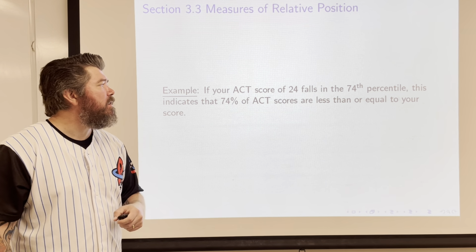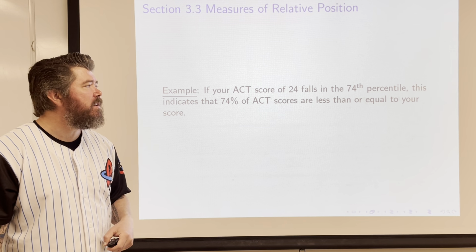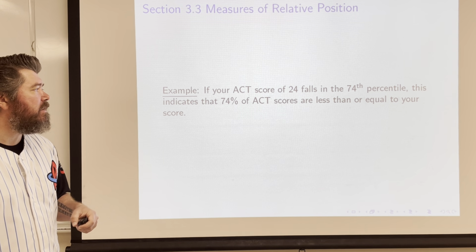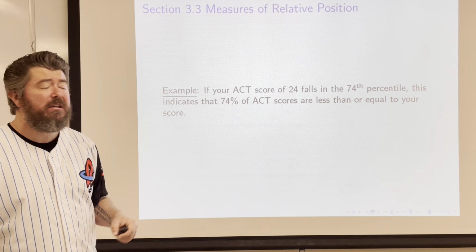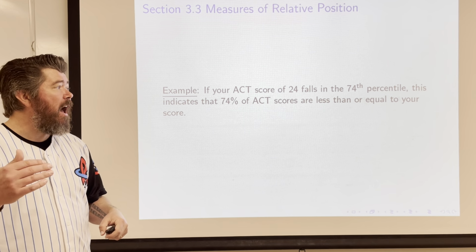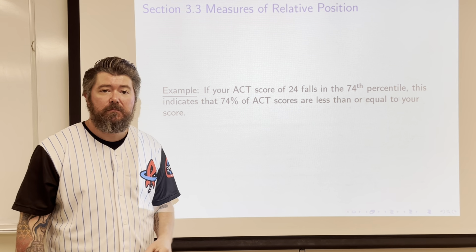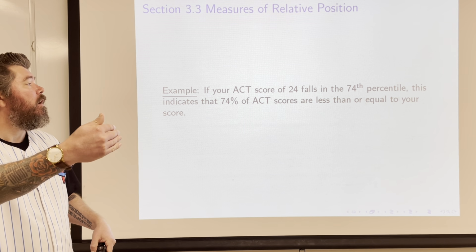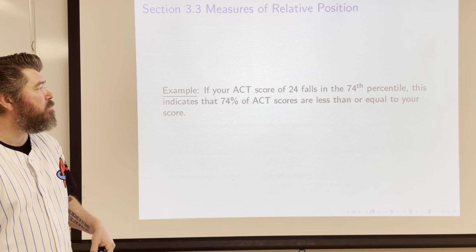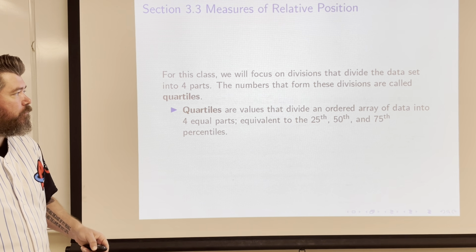If your ACT score of 24 falls in the 74th percentile, this indicates that 74% of everyone who's taken that ACT test are at or below your score of 24. So there may be some values at 24 and the rest will be below 24. So 74% of those values.